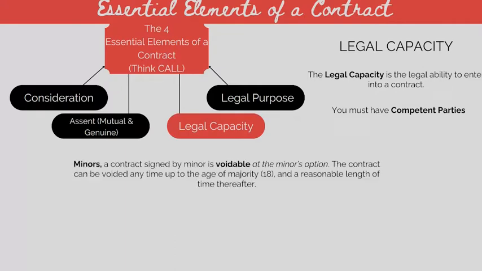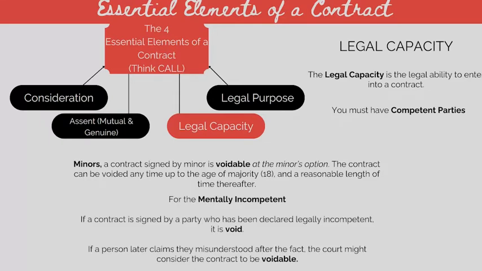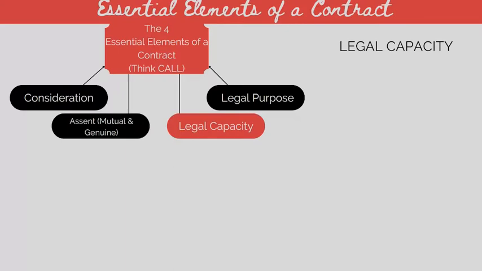Minors. A contract signed by a minor is voidable at the minor's option. The contract can be voided any time up to the age of majority, which is 18, and a reasonable length of time thereafter. For the mentally incompetent, if a contract is signed by a party who has been declared legally incompetent, it is void. Now, if a person later claims they misunderstood after the fact, the court might consider the contract to be voidable. If someone is intoxicated, a contract signed by a person under the influence of drugs is voidable.